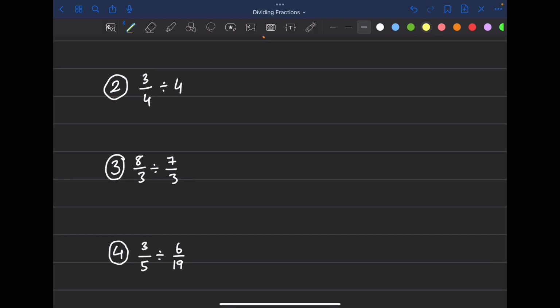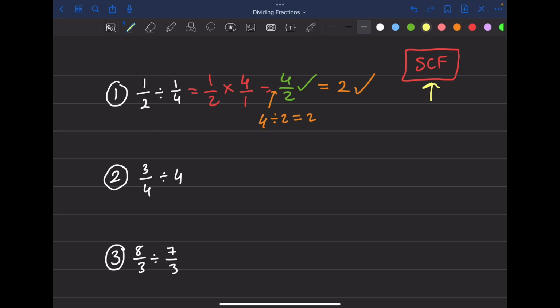Okay, second question. So same change flip again, just keep this in mind all the time. Here we have the same first fraction, so 3 over 4. Change division into multiplication, and then flip this fraction.